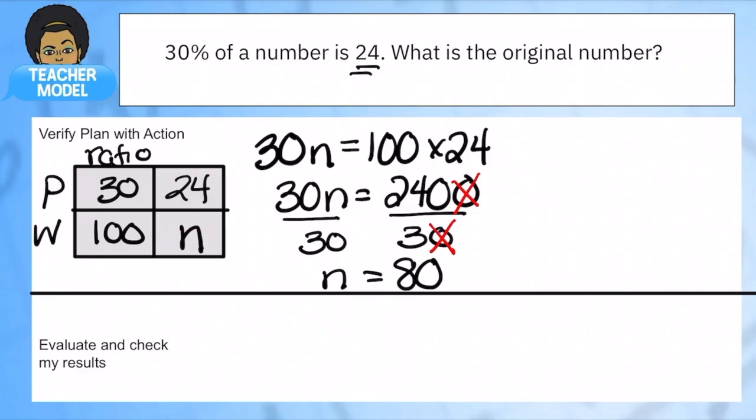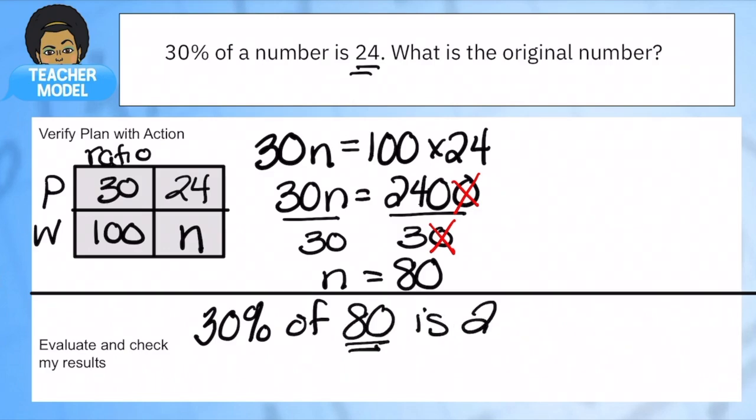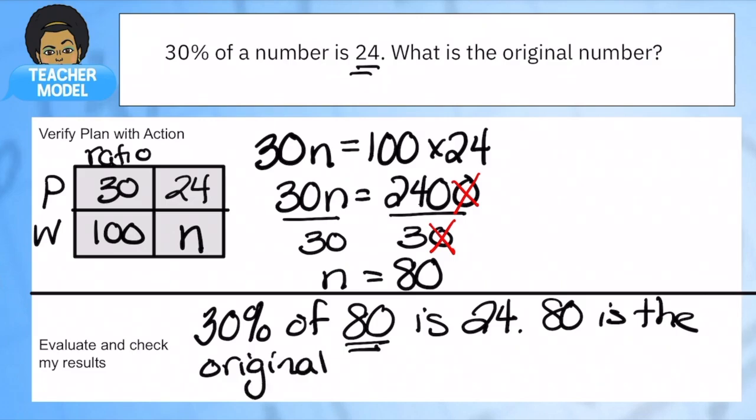So now let's write in this number. 30% of 80 is 24. 80 is the original number in the problem.